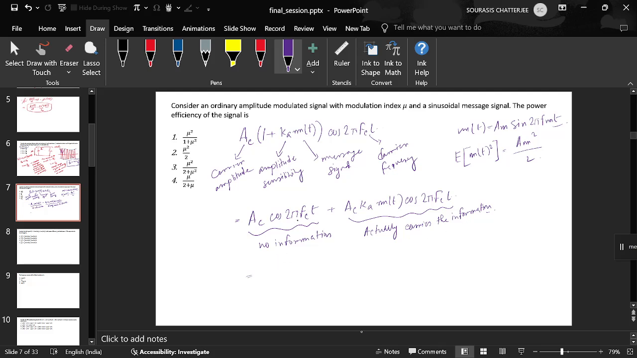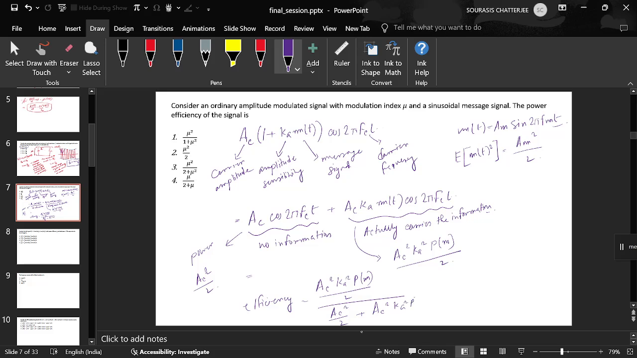So what is the power of this part? This is again a sinusoid signal, so this has a power of Ac squared by 2, and this one has a power Ac squared Ka squared Pm by 2. So your efficiency that we are talking about is Ac squared Ka squared Pm by 2, where Pm is the power of the message signal, divided by Ac squared by 2 plus Ac squared Ka squared Pm divided by 2.